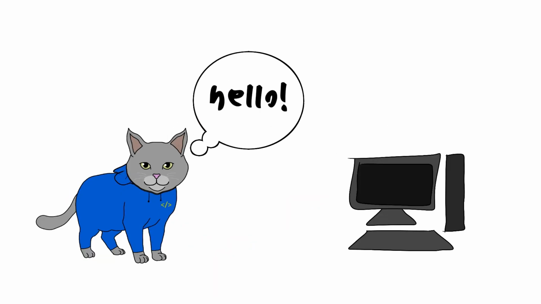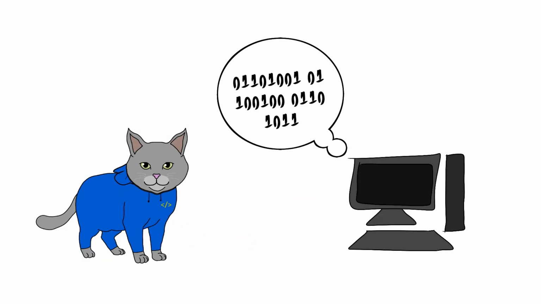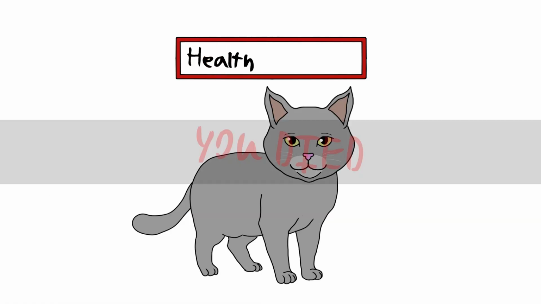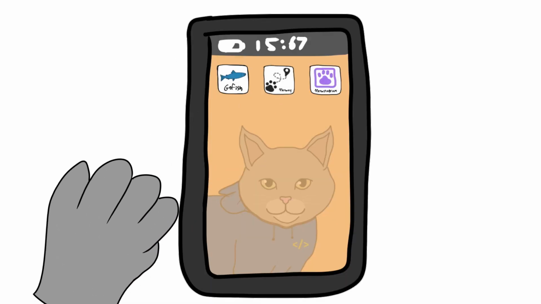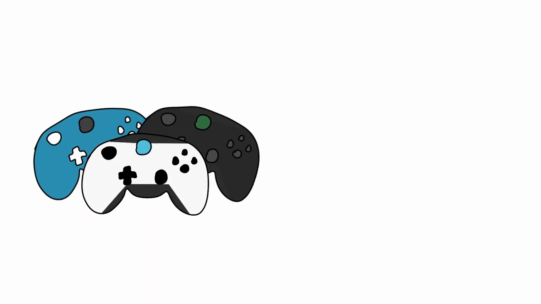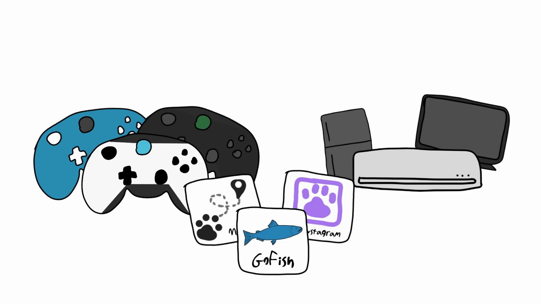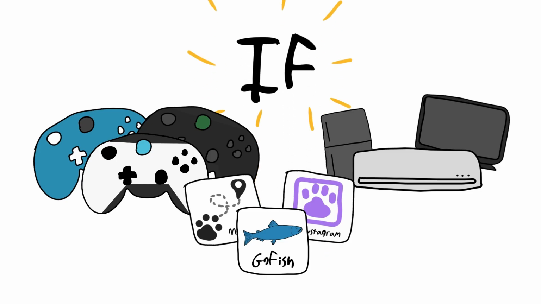Summary. Computers do not think. They only check conditions. If this happens, do that. If health is 0, game over. If button is pressed, open app. Every game mechanic, every app feature, every electronic decision, all of it starts with this logic. This is the foundation of everything you use.